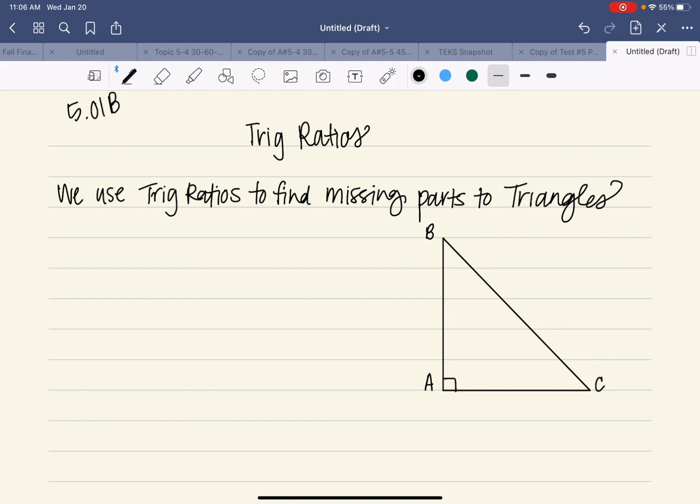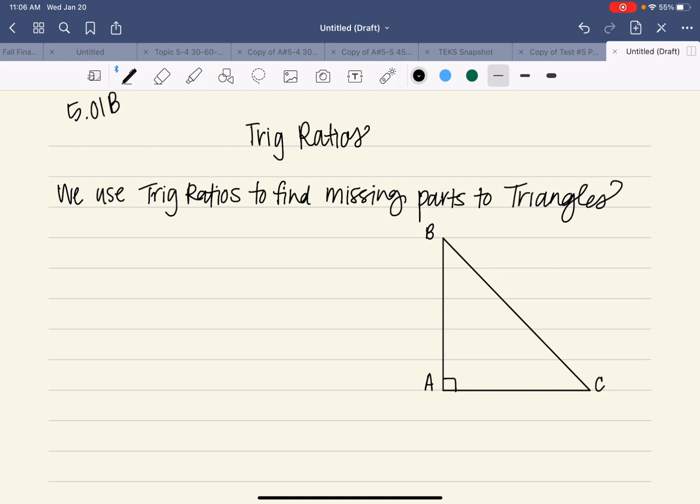Today we are going to go over trig ratios. Another word we could use is trigonometric ratios, trigonometric functions. It is a very hard word, so we're going to stick to trig, okay? We are still doing right triangles, so nothing new when it comes to shape and the properties of it. So everything that we've been talking about, we know.